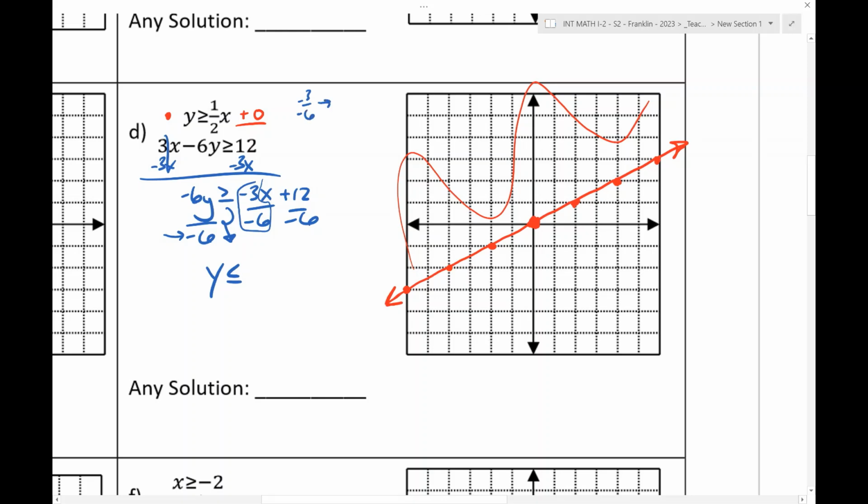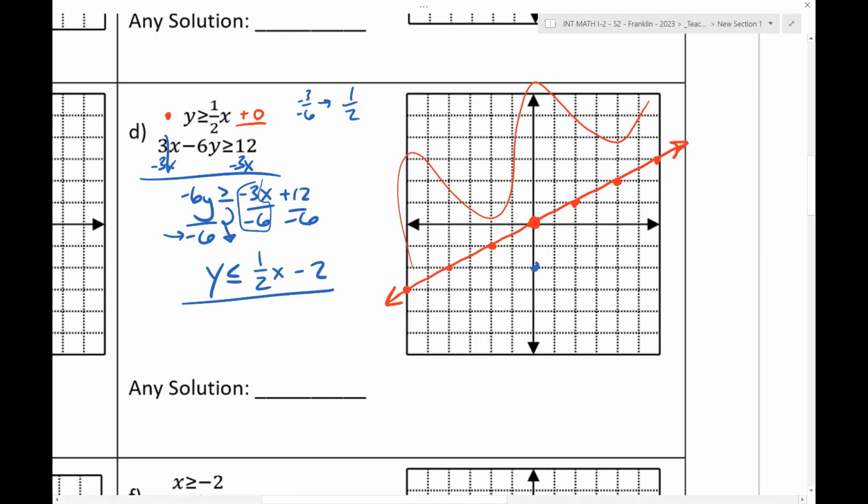Now those two negatives will cancel out, and 3 over 6 reduces to 1/2. So that is positive 1/2 x. Just leave it like that. And then 12 divided by negative 6, that's a negative 2. So there's our inequality in slope-intercept form. Now we can graph it.